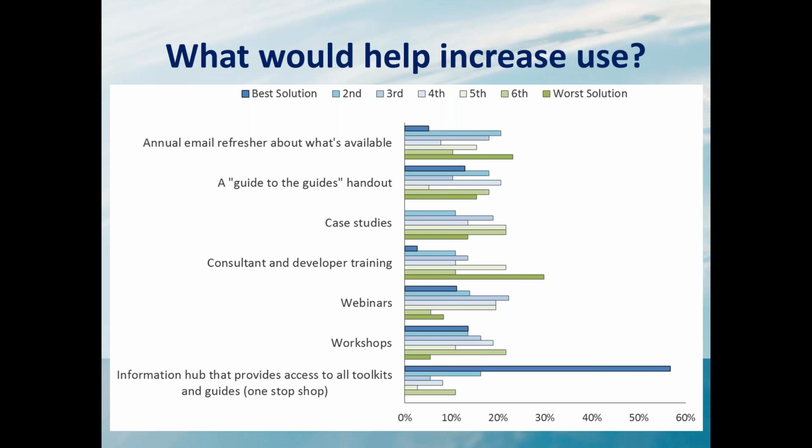And we gave a few options. And we found that you can see at the bottom there, an online information hub that provides access to all toolkits and guides, the one-stop shop, really came out on top. The other ones sort of tied, webinars, workshops, and a guide to the guides handout tied. There wasn't really a second best solution that came out. So we chose to focus on that information hub for this project. And go ahead, Jim.